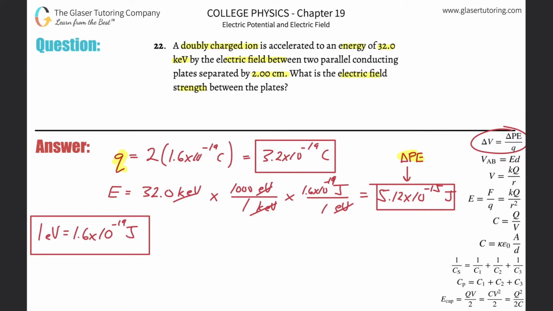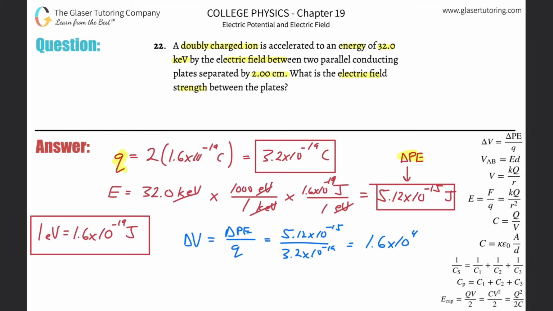Well, it turns out that I can find the voltage because I know the formula. So the voltage, or the potential difference, in other words, is going to be equal to the change in an object's potential energy, all divided by the charge. Change in potential energy we found was 5.12 times 10 to the minus 15th joules. Divide that now by the charge, 3.2 times 10 to the minus 19th. And let's see what we get. This comes out to about 16,000. In other words, 1.6 times 10 to the 4th volts.